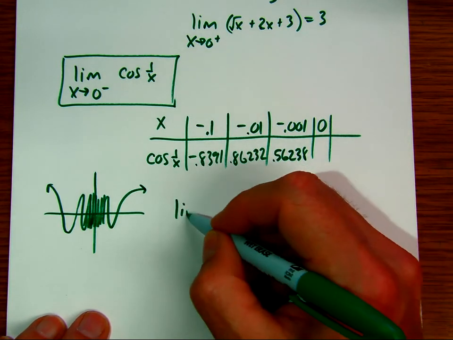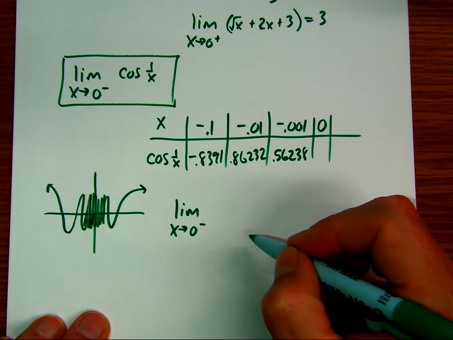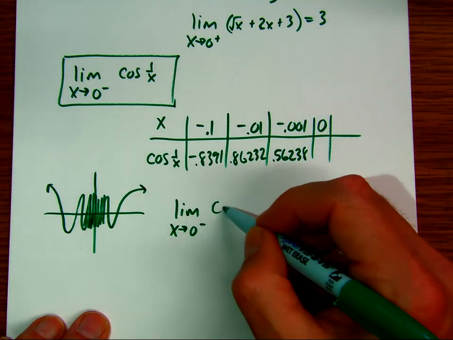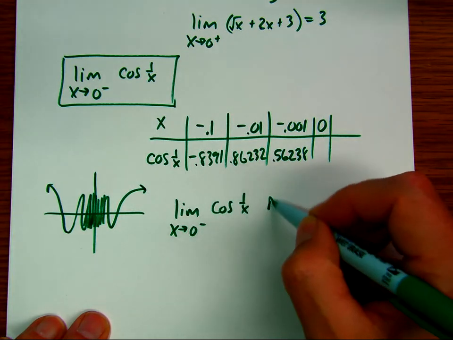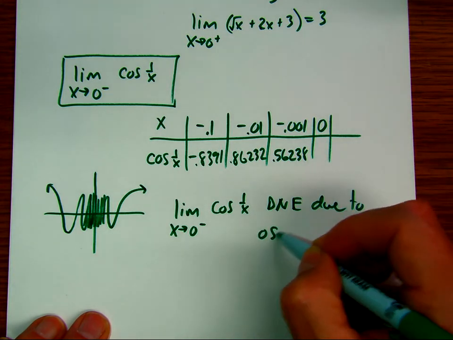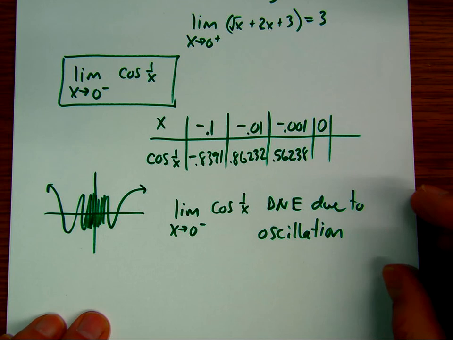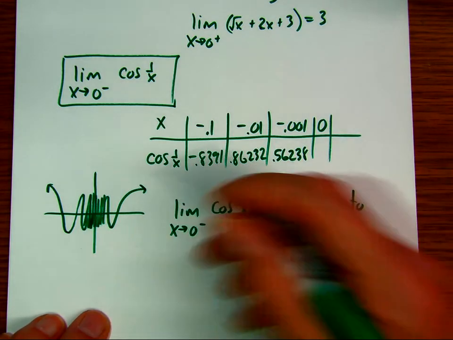The limit, as x goes to 0, from the left, does not exist due to oscillation. Oscillation is when it goes back and forth.